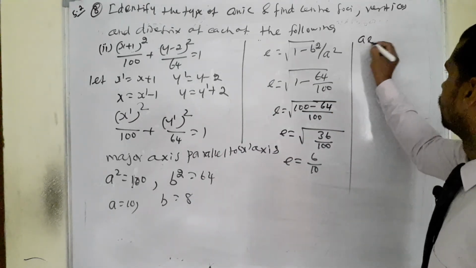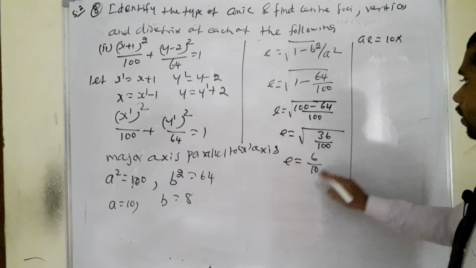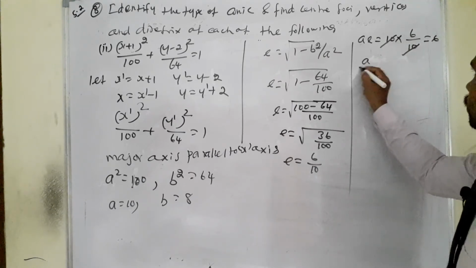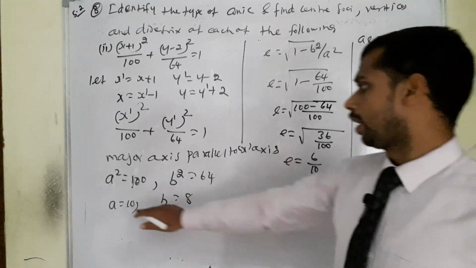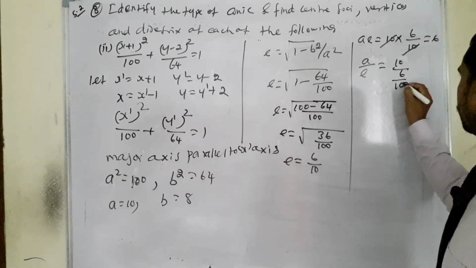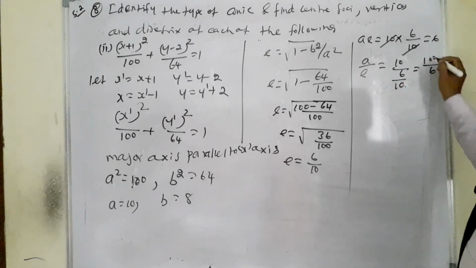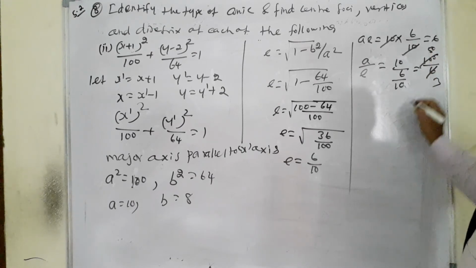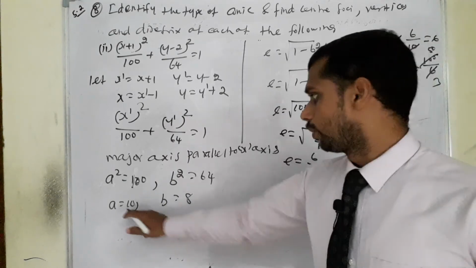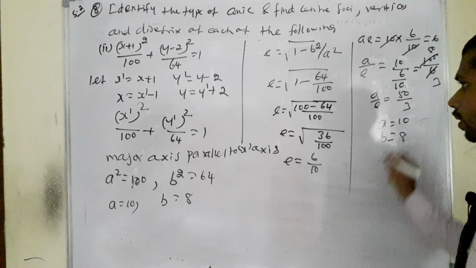So after getting the e value, then ae. A value we already know is 10. So 10 into e value 6 by 10, so 10 cancels, which means ae is equal to 6. Then a by e is equal to 10 by 6 by 10, which is equal to 100 by 6. We can cancel it, which means 50 divided by 3. Therefore a by e is equal to 50 by 3. So a is equal to 10, then b is equal to 8.